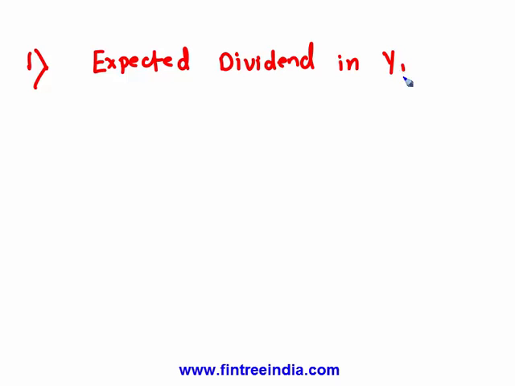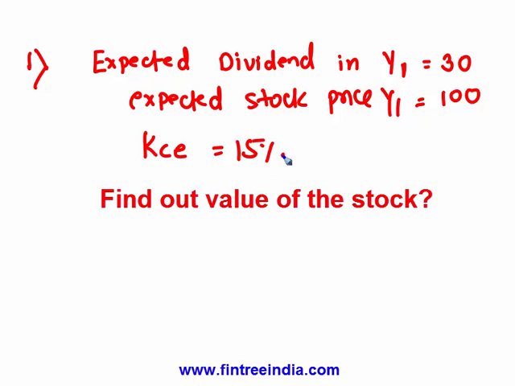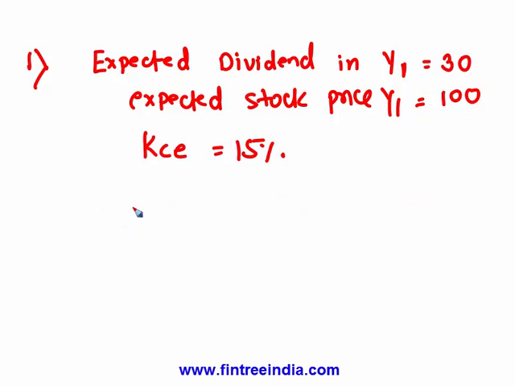So let's start with example number 1. Expected dividend in year 1 is equal to 30. Expected stock price in year 1 is 100. Cost of common equity is 15%. Find out value of this stock. So how will you do it? You will simply build a timeline. This is time 0, this is time 1.